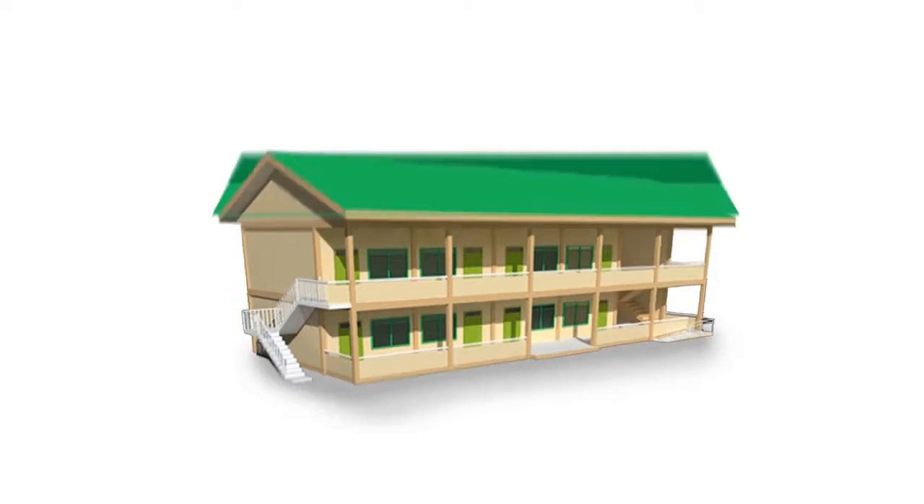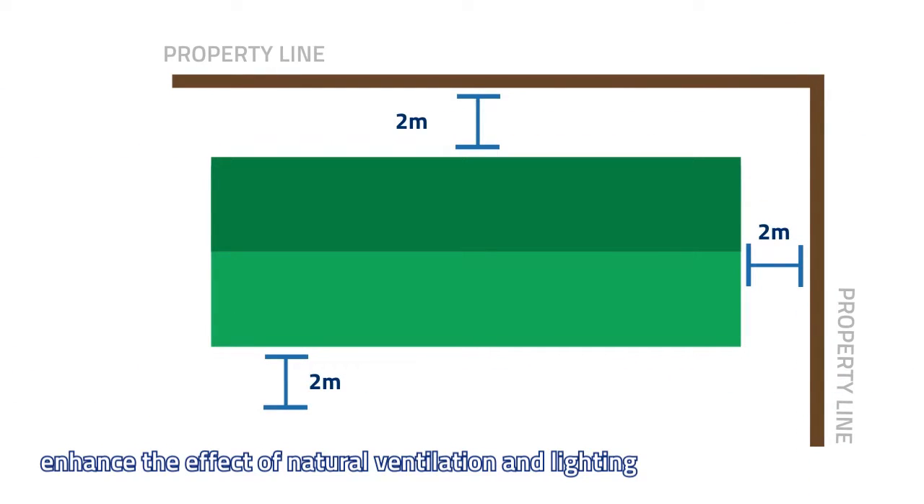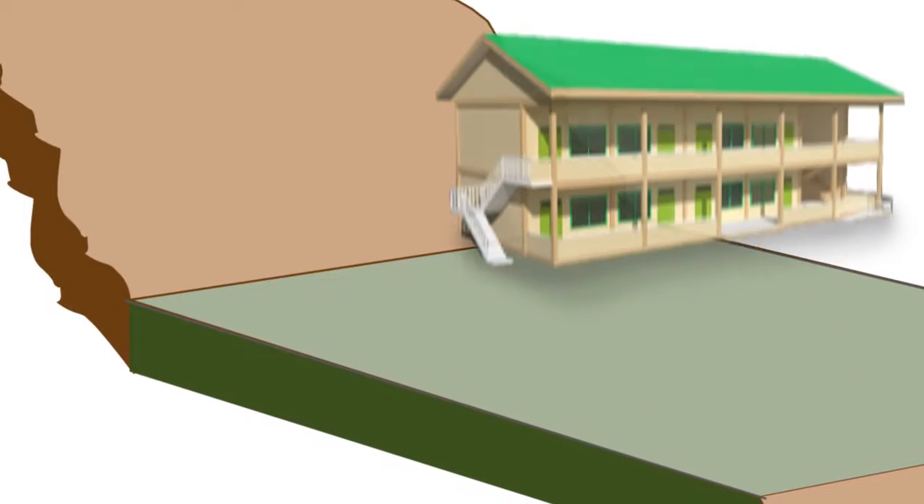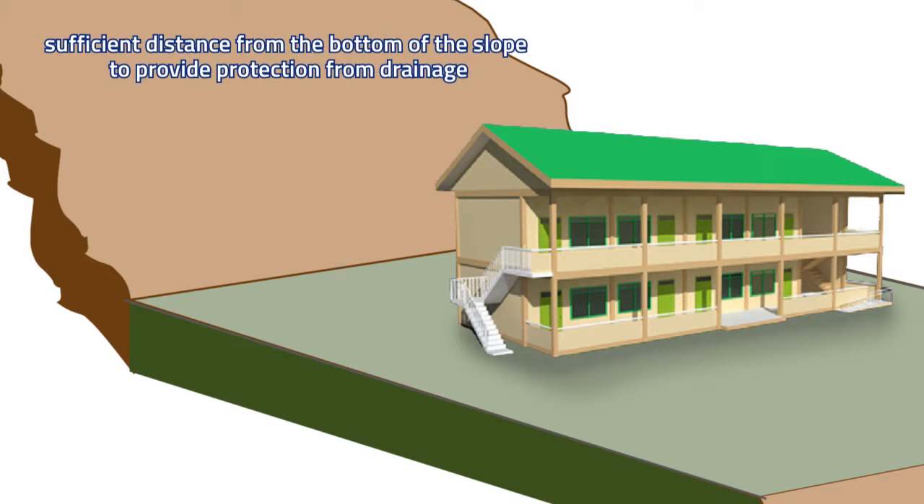In order to enhance the effect of natural ventilation and lighting, the engineer should confirm the classrooms will have a setback of at least 2 meters from the property line and will be provided with open courts. Also, the engineer must be aware that if the building is to be located at the bottom of the slope, it must have sufficient distance from the bottom of the slope, provided protection from drainage. For this purpose, the minimum setback should be at least 4.5 meters.